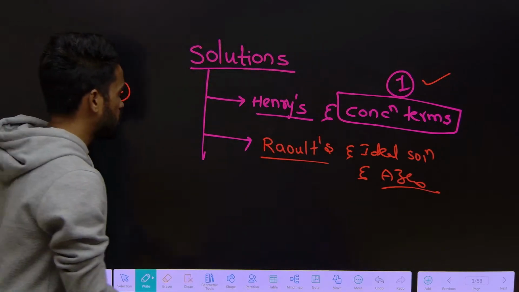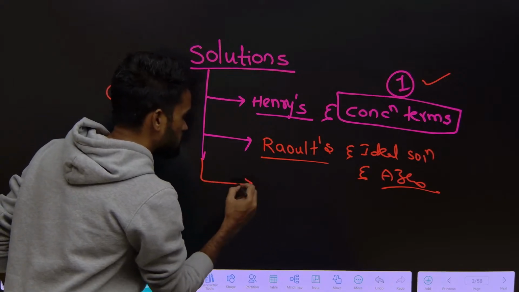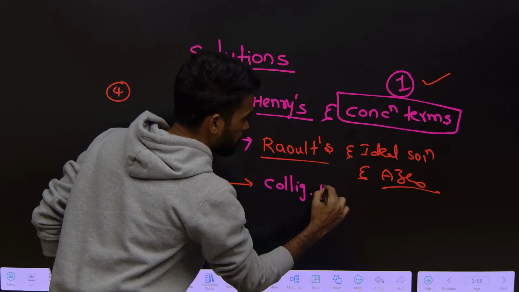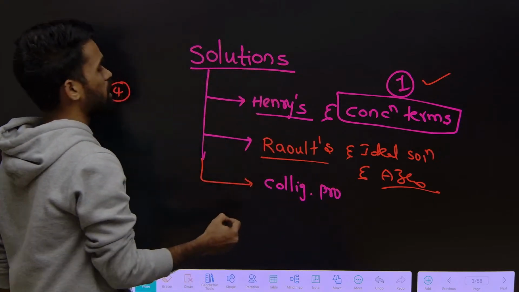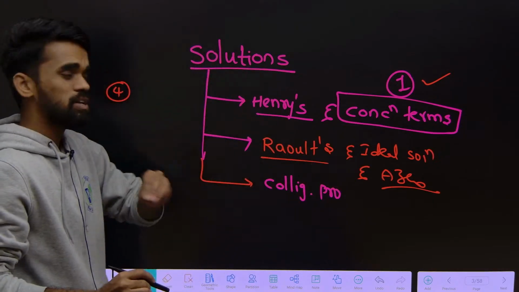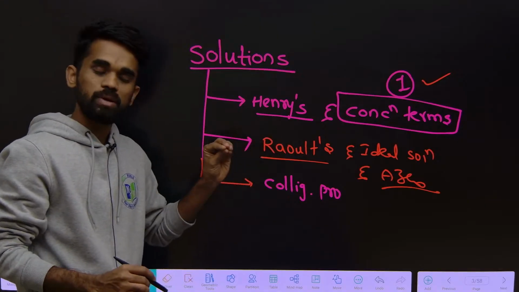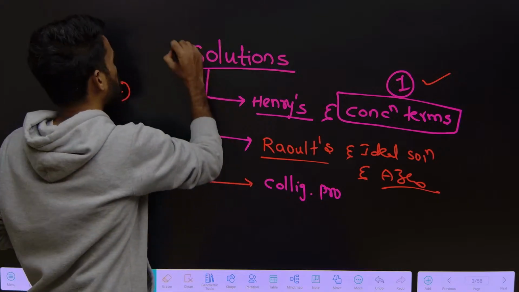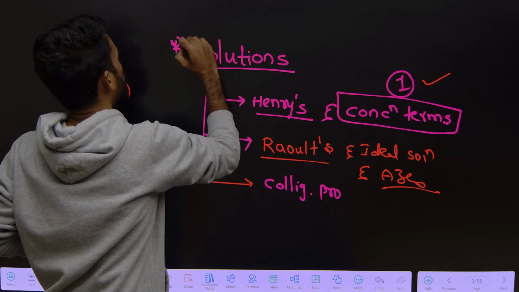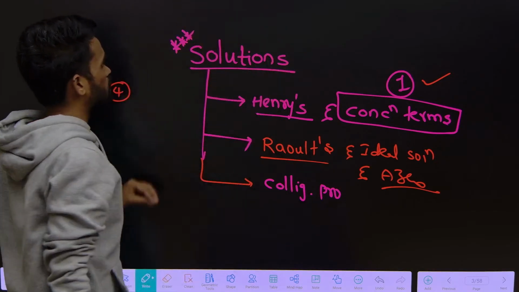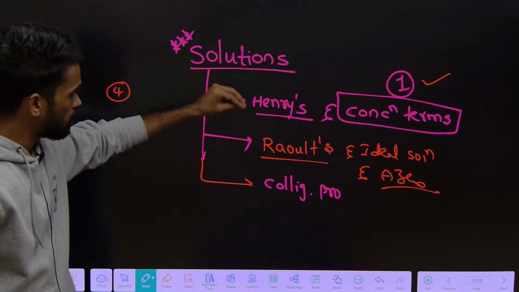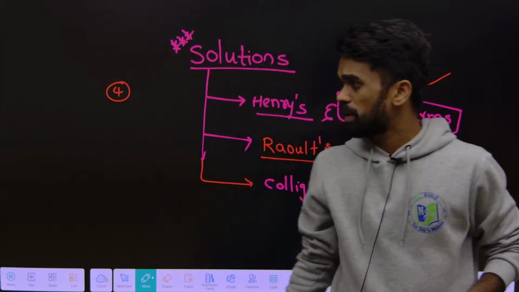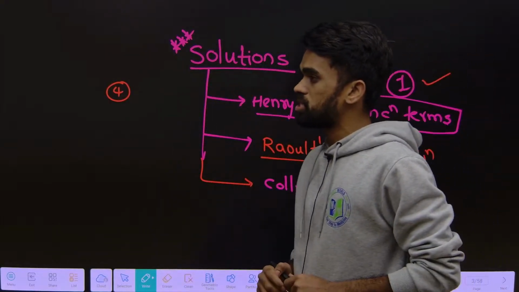And in the last session, yesterday's session, I covered colligative properties. These are very important topics for any type of exam, whether EAPCET, JEE or NEET. These are all the topics that must be completed from the solutions chapter. Whatever I have highlighted here is very important, and you should not skip any of these topics.